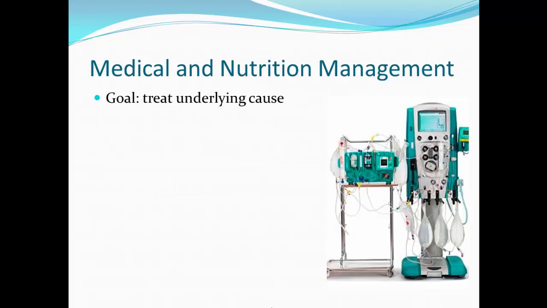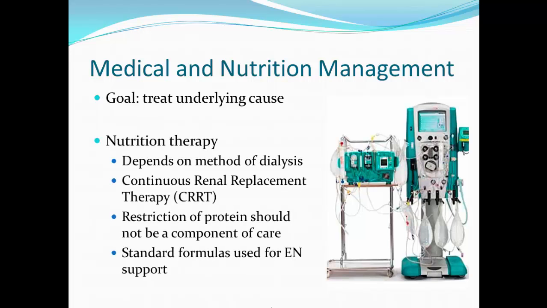Medical management has the goal to treat the underlying cause of the acute kidney injury. And nutrition therapy depends on the method of dialysis. Some patients with acute kidney injury are placed on hemodialysis. For those patients, you can refer to calculating the nutrition prescription from the previous section. Some are also placed on peritoneal dialysis, and you can focus on the nutrition prescription from the previous section. But a common dialysis modality for acute kidney injury is continuous renal replacement therapy. And this is a 24-hour continuous dialysis.